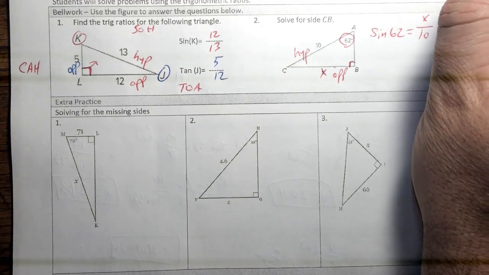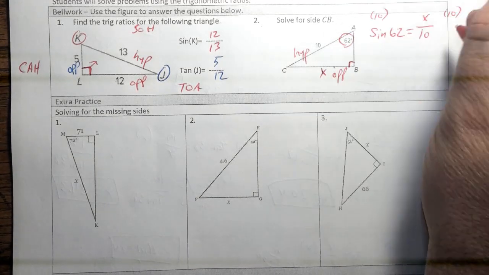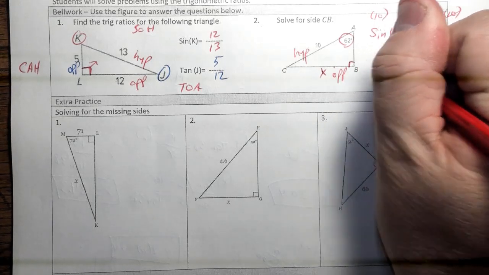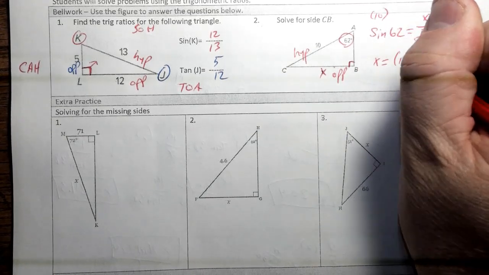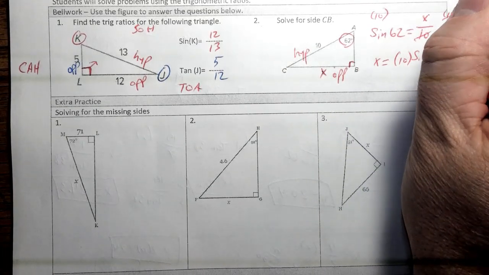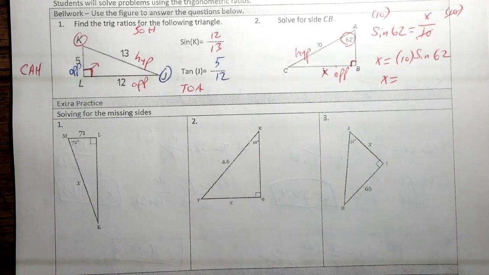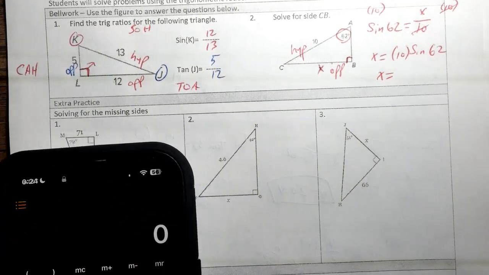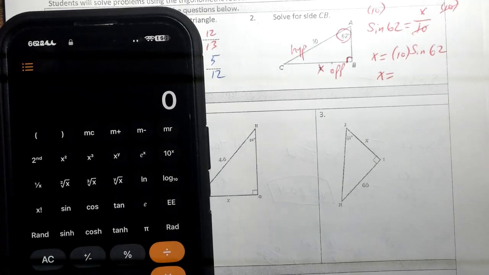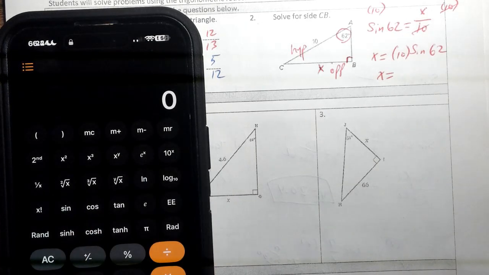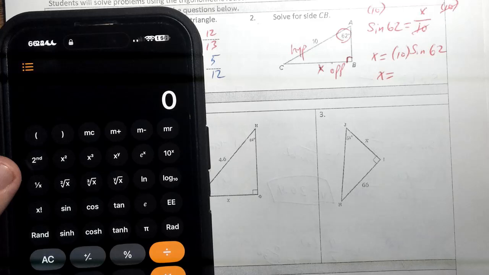We're going to get rid of the fraction by multiplying both sides by 10. Going to cancel. x is going to equal 10 times the sine of a 60-degree angle. So I write x equals. I'm going to get my phone to use my calculator, but we're going to use our calculators at school. You will see the buttons are the same. This has a second button here. The one at school is green. Here it's just a second.